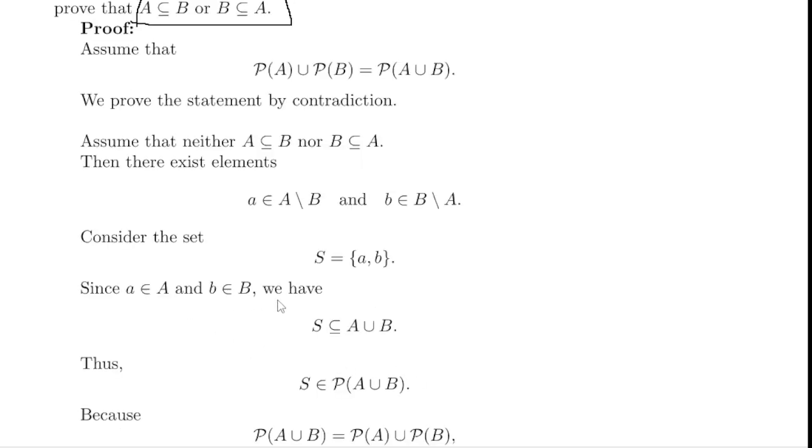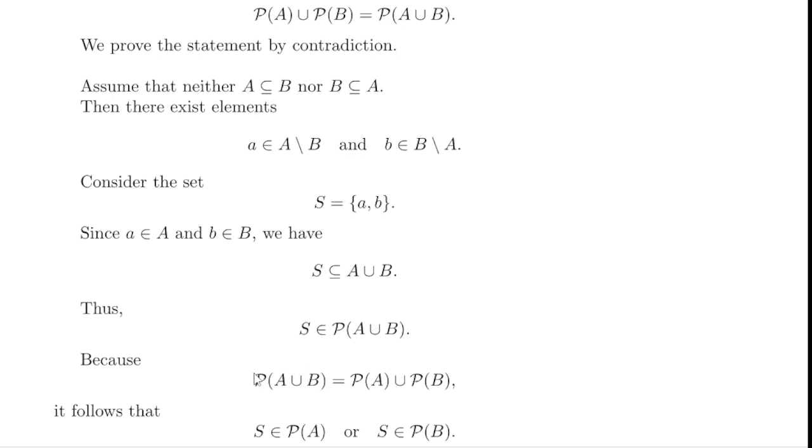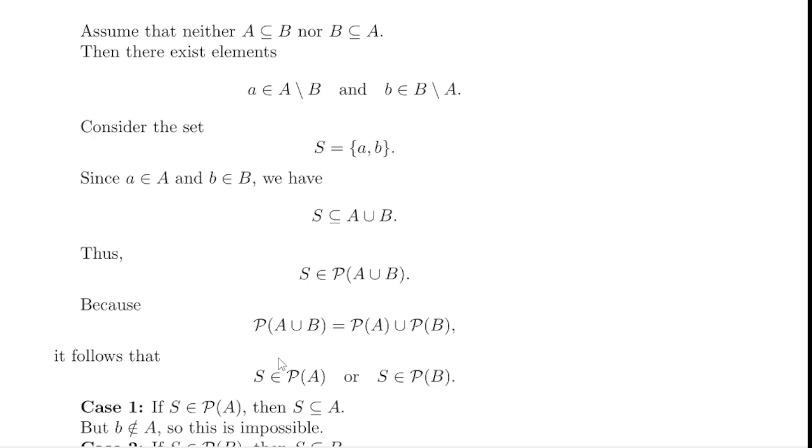Since a is in A and b is in B, S has to be contained in A union B, since we have a is in A and b is in B. And thus, S has to be an element of the power set of A union B. And because we are given that the power set of A union B is equal to the power set of A union the power set of B, then S also has to be an element of the power set of A or the power set of B. So we're just using the fact that if it's in here, then it must be in here also.